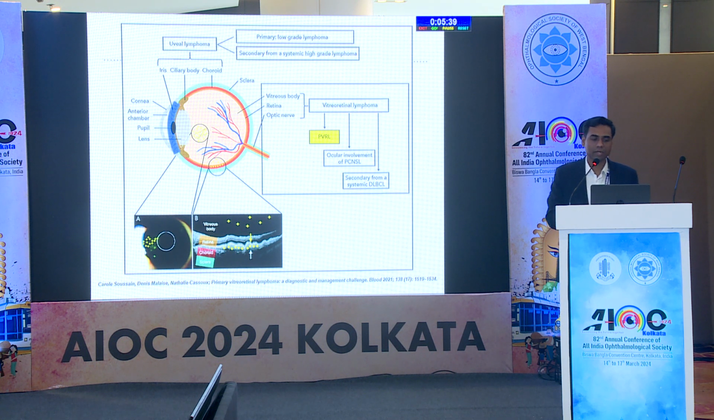The posterior segment involving vitreous body, retina, and optic nerve are grouped as vitreoretinal lymphomas, of which primary vitreoretinal lymphoma is the one which we often see in our OPD, where the first presenting sign is actually the vitritis or the cells in the vitreous. Others can be ocular involvement of primary CNS lymphoma, where the entity begins in the CNS and then involves the ocular tissues later, or a secondary from a diffuse large B-cell lymphoma.